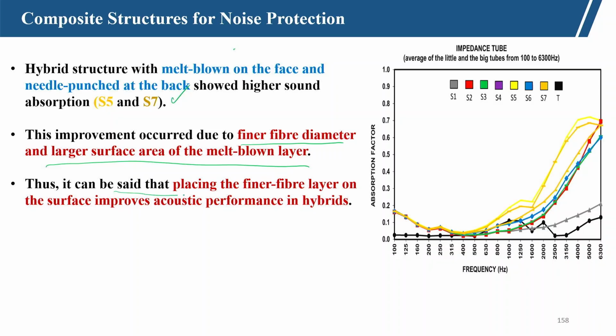Thus, it can be said that placing the finer fiber layer on the surface improves the acoustic performance of the hybrid layer, the hybrid fabric. So, we can make a layered structure for better acoustic performance, not made of a single type of fiber, but of multiple layers with different types of pore structure.